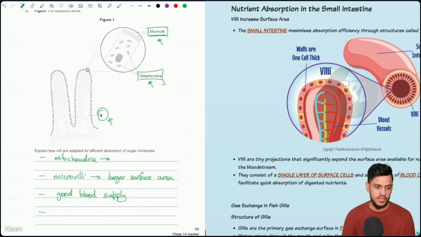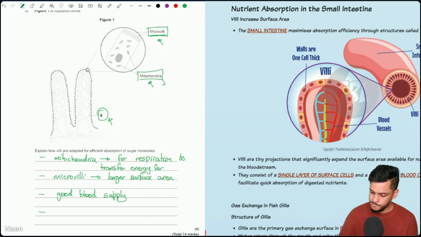Why do we have mitochondria? To transfer energy for respiration, so that energy can help the active transport. So you can say for respiration, to transfer energy for active transport. I think we've covered 2 points there.